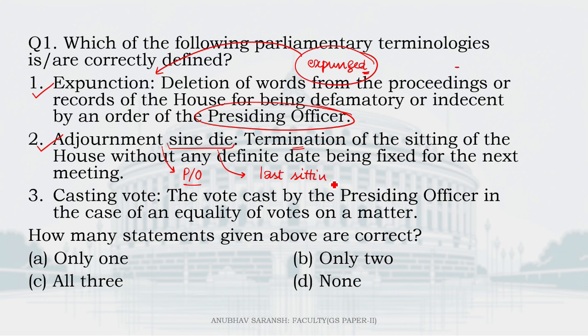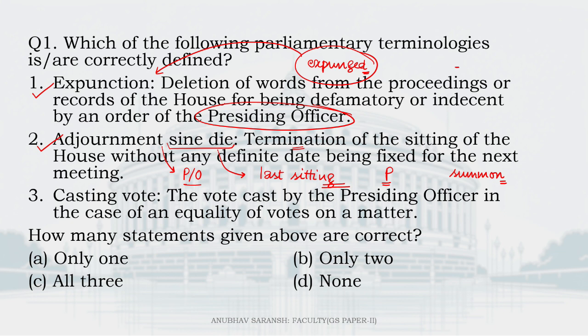Why? Because then officially the president is going to prorogue the session, and then the next session will be held as per the needs of the government and the orders of summoning of the session by the president. So the presiding officer may not know when is the date of next session, and hence he adjourns the sitting without fixing the date for the next meeting. Adjournment sine die.